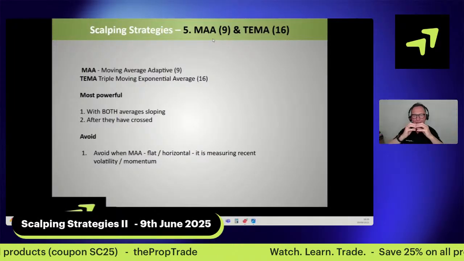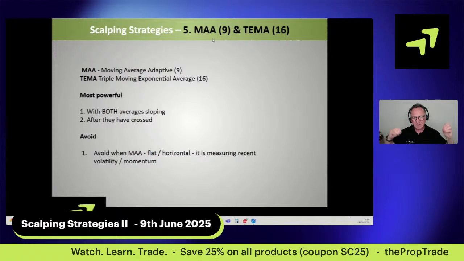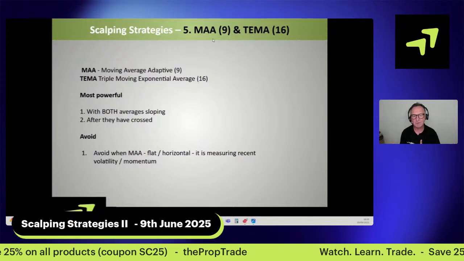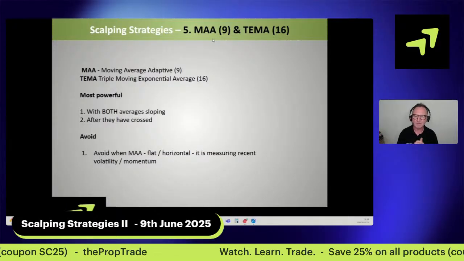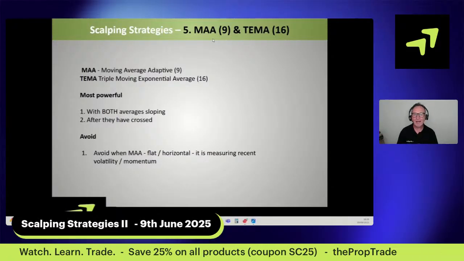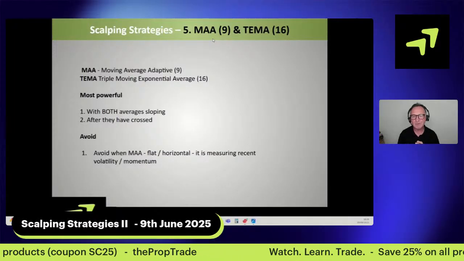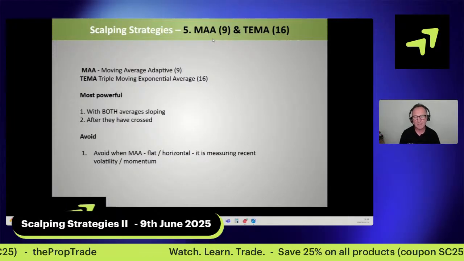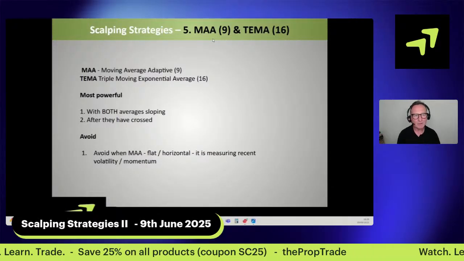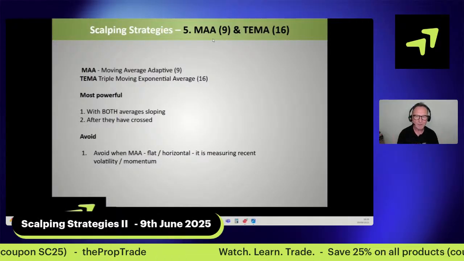So when the MAA or the AMA is flat, you really want to be questioning whether you're actually taking a trade or not. What you want is the cross of these two lines, let's call them moving averages, because that's what they are really, and for them to both be with you. The triple moving average is a combination of three moving averages in one line, and we're using the 16 period countback. And the AMA or the MAA, we're looking at 9.